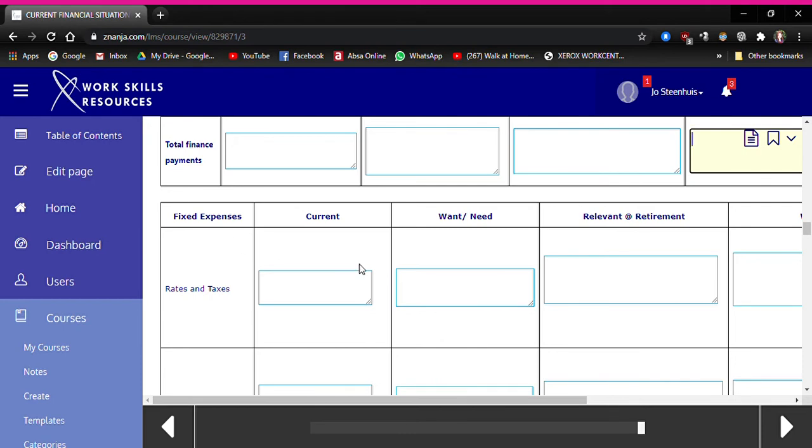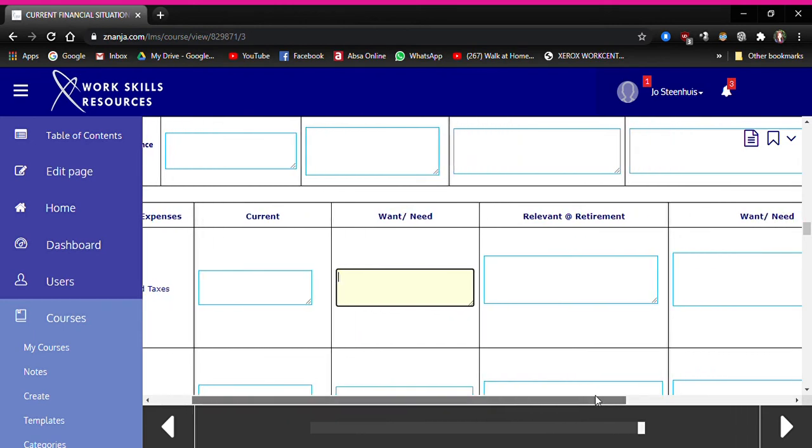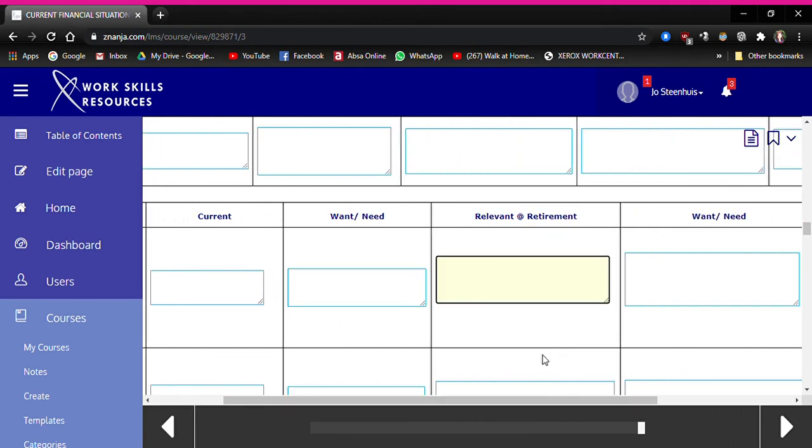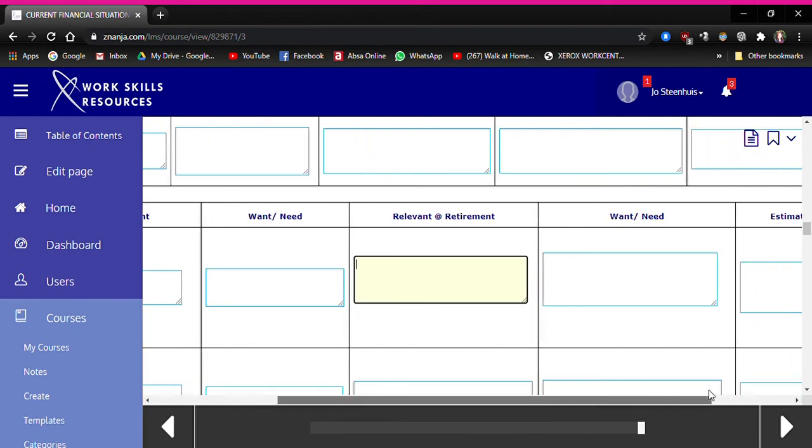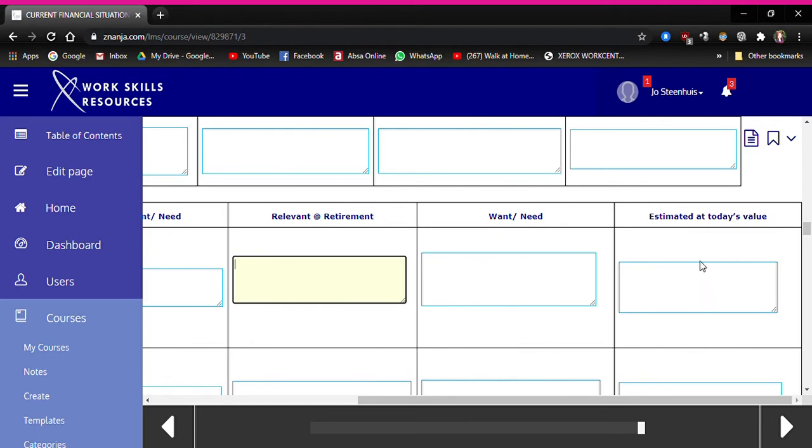Now let's look at fixed expenses. Fixed expenses is something that must be paid, right? You don't have a choice there. Rates and taxes. Currently, remember now, you only pay rates and taxes if you own your own property. If you are renting, you're not going to be paying it. Okay, so is that a want or is it a need? Remember the difference. Would this be relevant at retirement? Obviously only if I own my own home. Would it be a want or a need? And estimated at today's value.